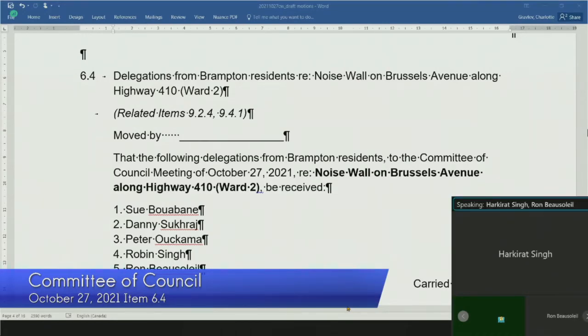Okay. Thank you, Ron. I'm going to bring down 9.2.4 and correspondence 9.4.1 as well. And I think your area councillor will address some of the concerns. Councillor Pleshy, I pass it on to you. Well, thank you, Mr. Chair, and I thank the delegations. I know how passionate they are, especially about this specific item.